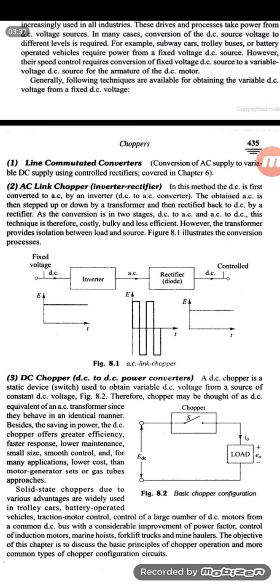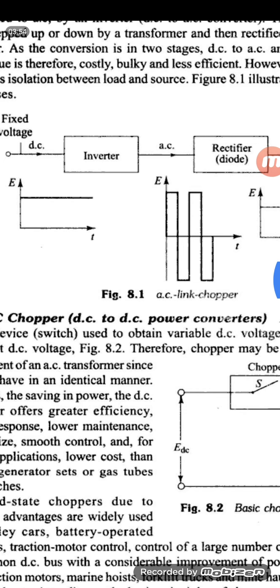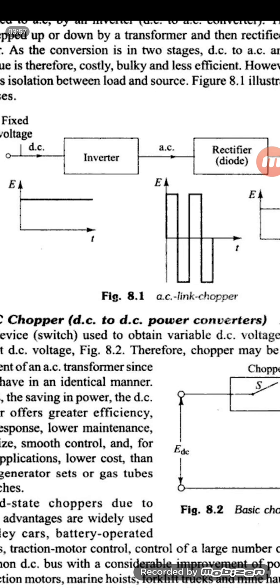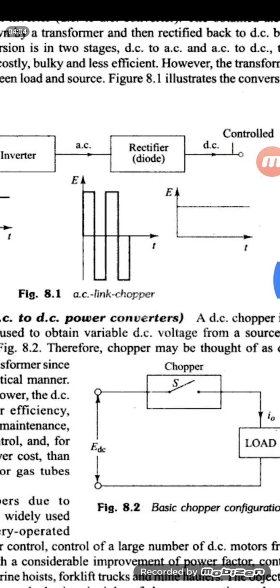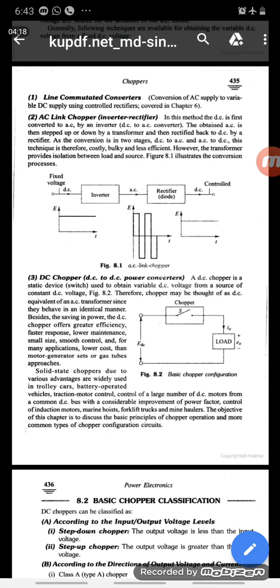The main aim of this chapter is to get variable DC, or controlled DC. Here we are using two converters, first an inverter and second a rectifier. Here we can observe the waveform also. The DC is given to the inverter. After conversion of DC to AC, the waveform is pulsed in the positive direction as well as the negative direction. Once we get this type of waveform, we give it to the rectifier to get the DC supply. So, this is the second method.